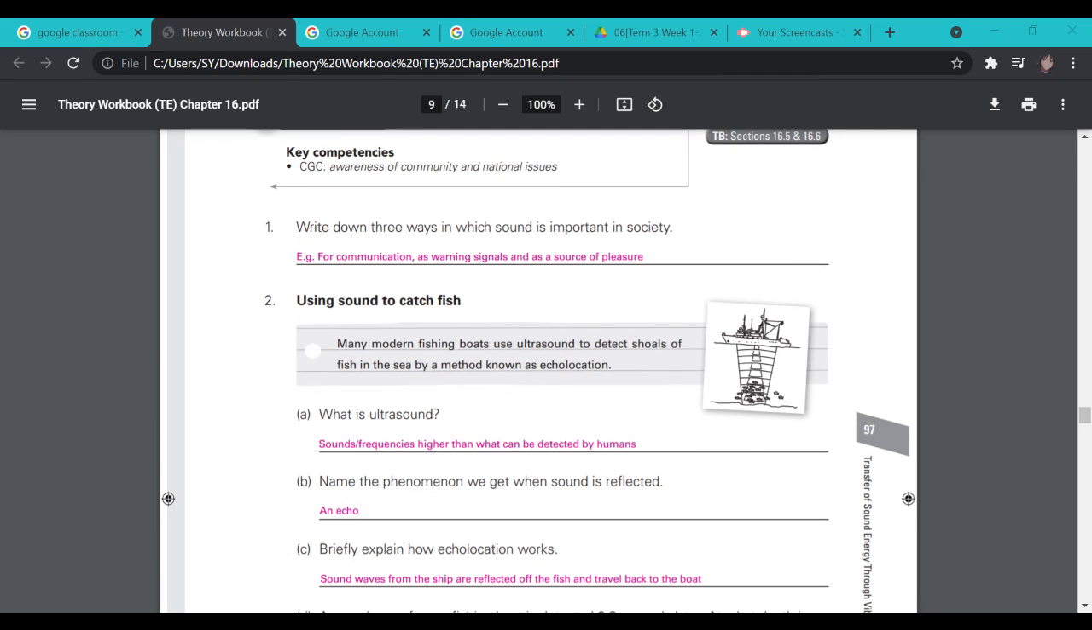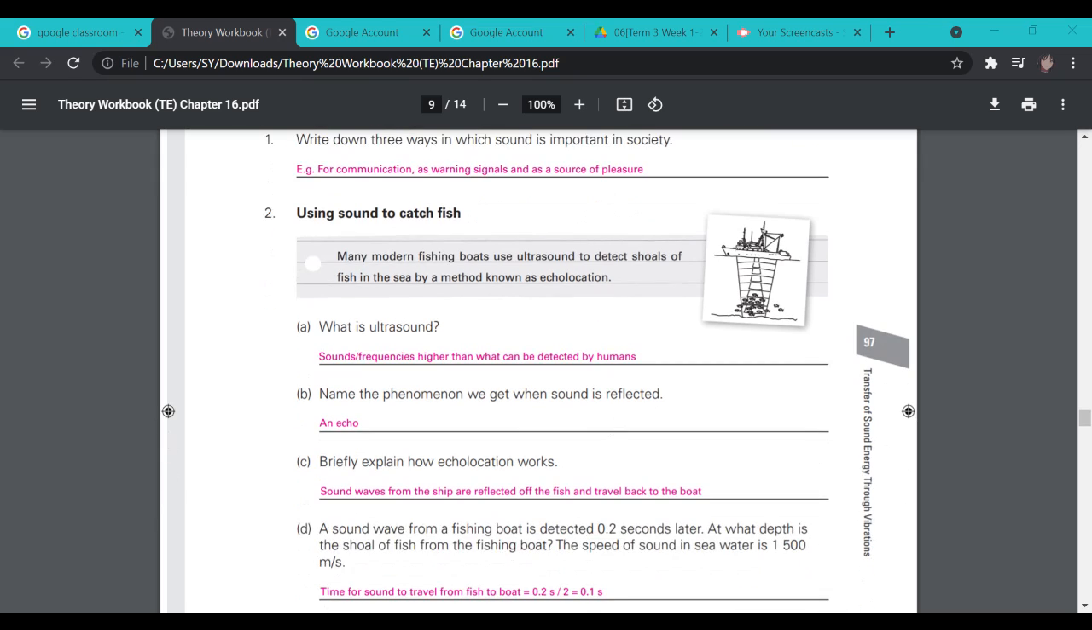Okay, question two, we can even use sound to catch fish. So you can see that the first question asks what is ultrasound. So ultrasound is referring to frequency higher than what can be detected by humans. We cannot hear this ultrasound. Okay, and name the phenomenon we get when sound is reflected: echo. You can actually hear echo when you're in a cave. It's quite a very common phenomenon.